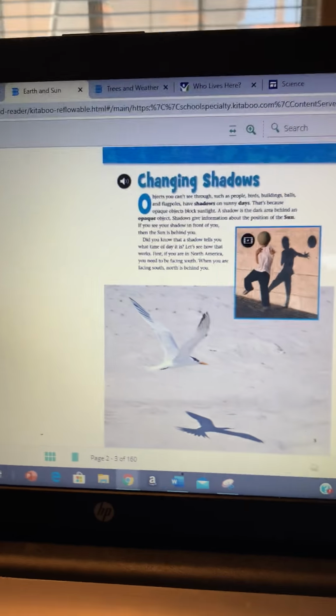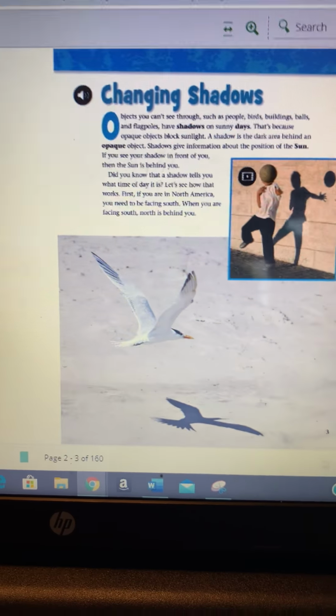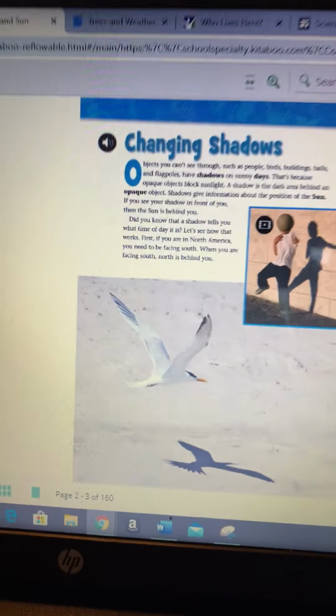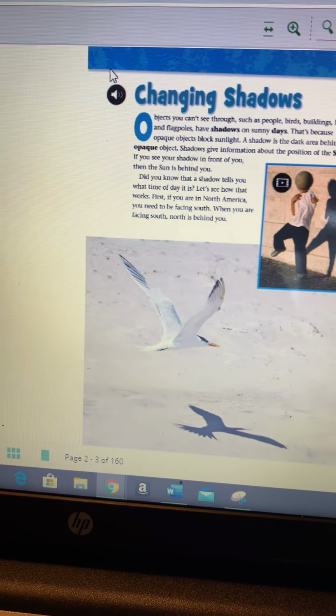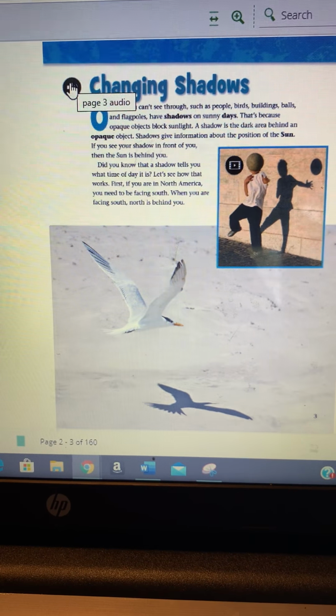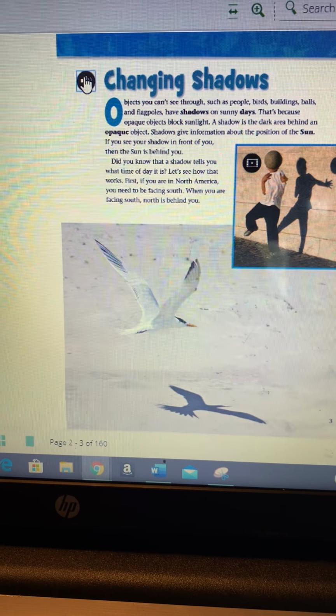Okay, fifth graders, so we're going to read an article about changing shadows, and we're going to observe how shadows change and get a little bit more information about shadows from this article. Okay?